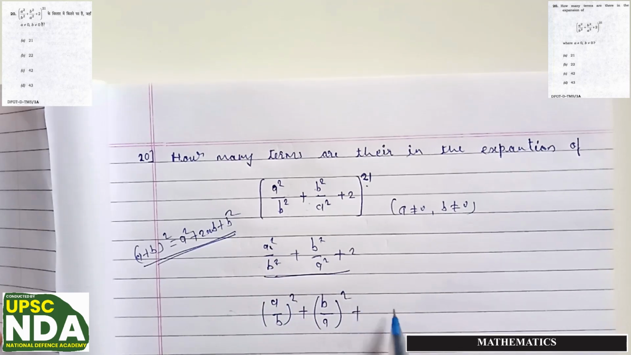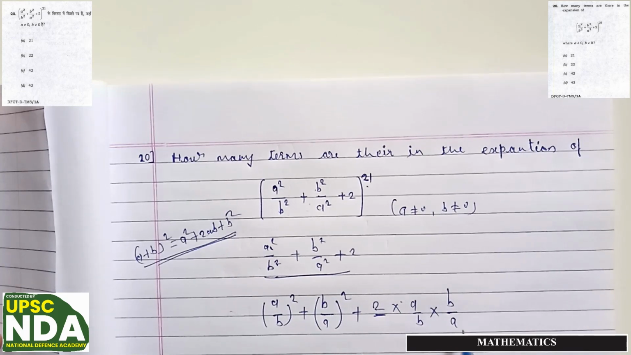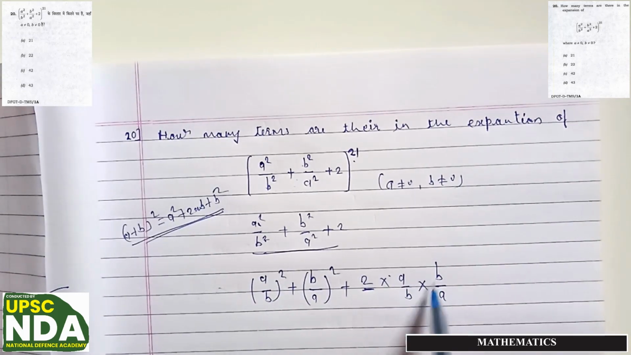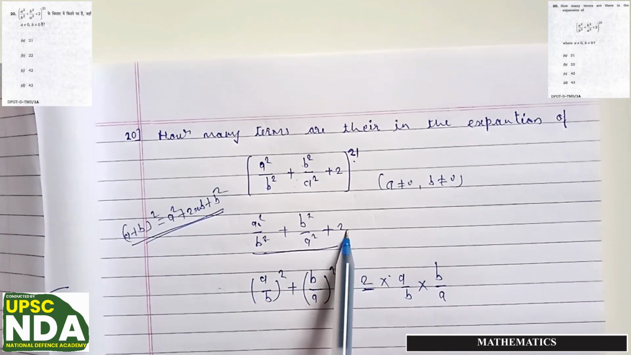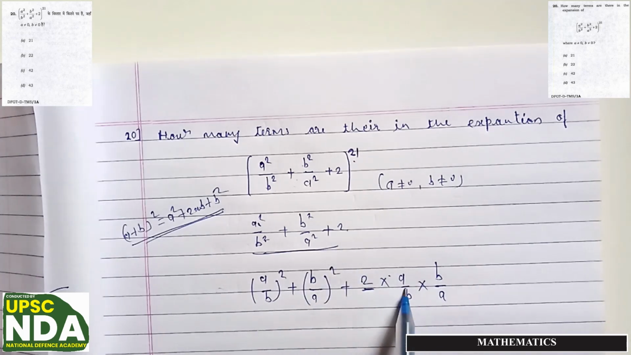Plus 2 times a divided by b multiplied by b divided by a. If you cancel a and b, you will get the original term 2. So 2 times a into b. Here we can see we have a square plus b square plus 2 times ab.